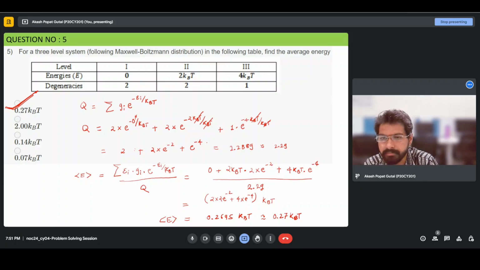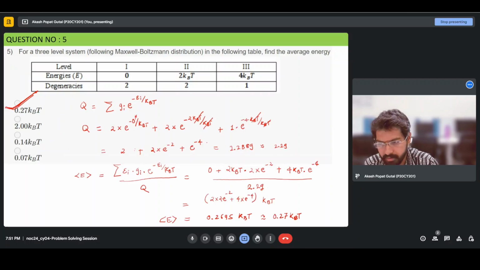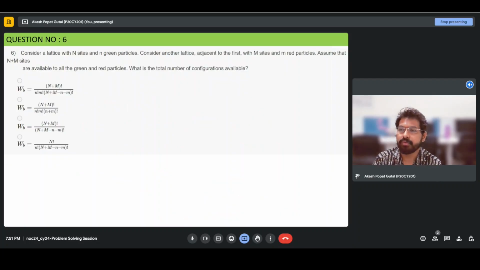Fine. The next problem, question number 6. Consider a lattice with n sites and n green particles. Consider another lattice adjacent to the first with m sites and m red particles. Assume that n plus m sites are available to all the green and red particles. What is the total number of configurations available? The 4 options are given. Please calculate this problem carefully. Take your own time, 3 to 4 minutes. Calculate it.